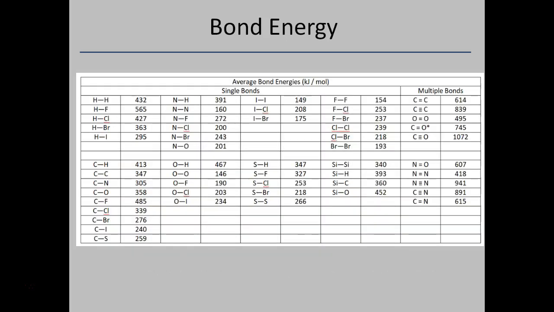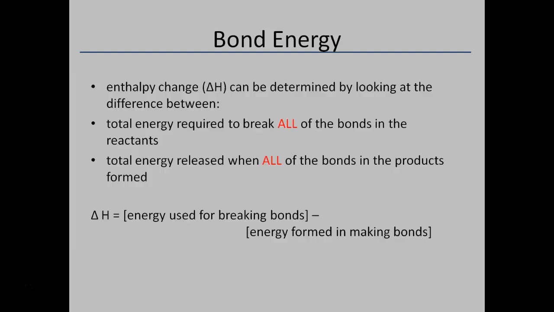So here we have a table listing the bond energy for a number of different elements when they're combined together. And we have both single bonds and multiple bonds. Okay, so we can look at the difference. We have to look at the total, so our enthalpy change is the difference between the total energy required to break all the bonds and the total energy released when new bonds are formed.